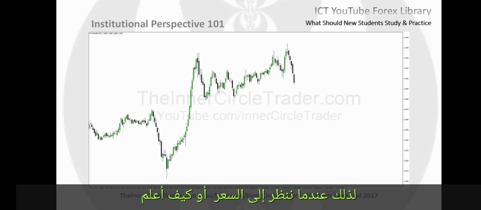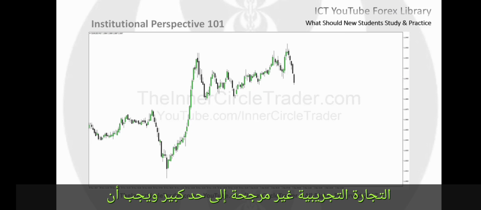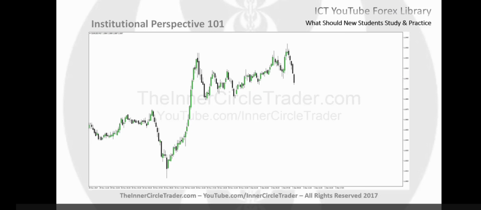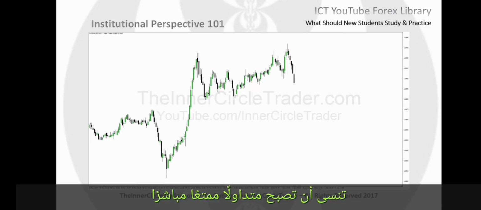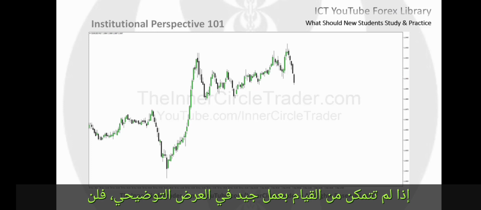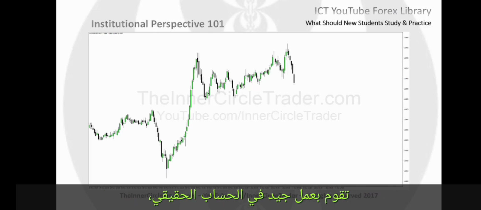When we look at price, or how I teach my students to look at price, I want them to first understand what makes the markets move. Without understanding that, your probability of being successful in developing yourself in a demo trade is highly unlikely, and you might as well forget about becoming a live funded trader. If you can't do well in a demo, you're not going to do well on a live account.